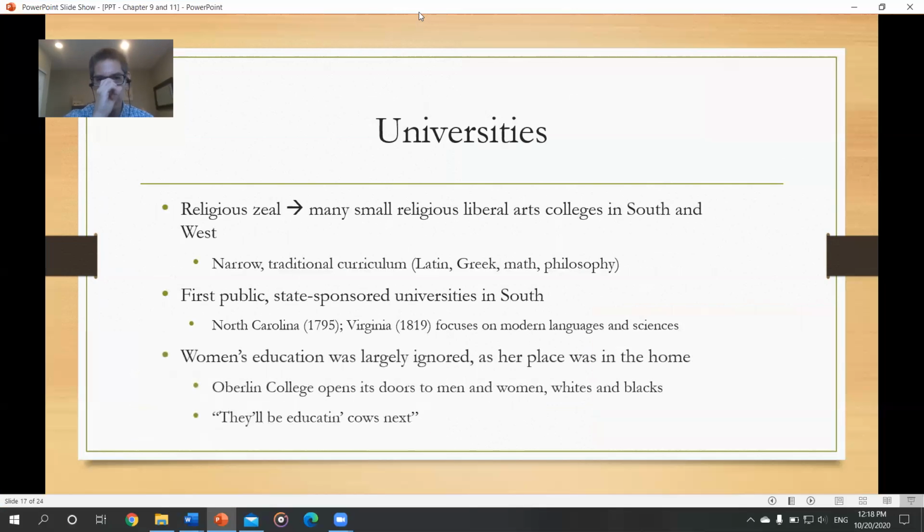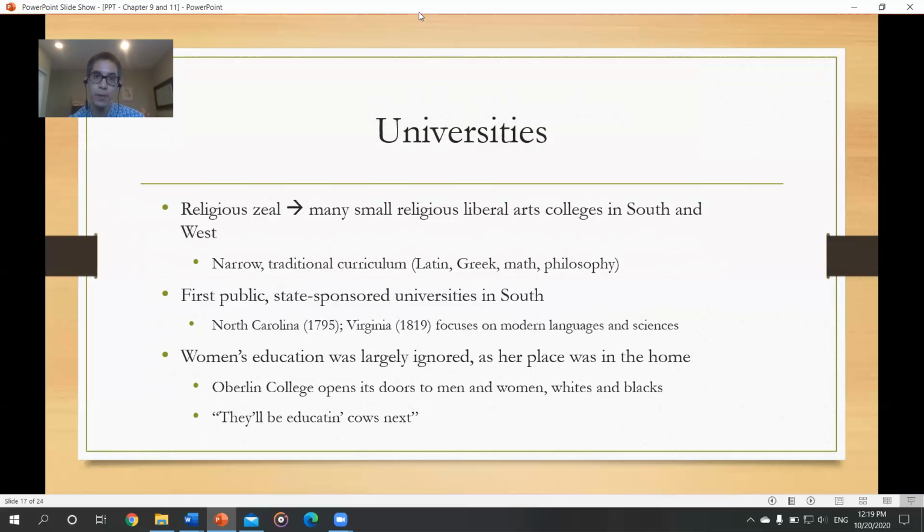Universities also start to pop up. And these are both small, religious, liberal arts universities that focused very specifically on traditional curriculum, Latin, Greek, math, and philosophy. But then we also have the first public state-sponsored universities in the South, I should add. There had been universities in New England, the Ivies like Harvard, since the 1700s. So North Carolina, University of North Carolina in Chapel Hill, University of Virginia as well.